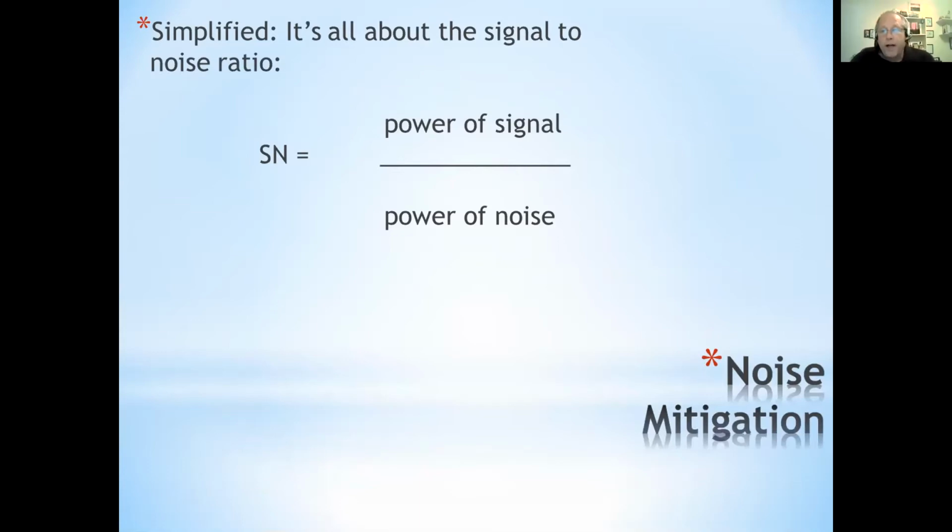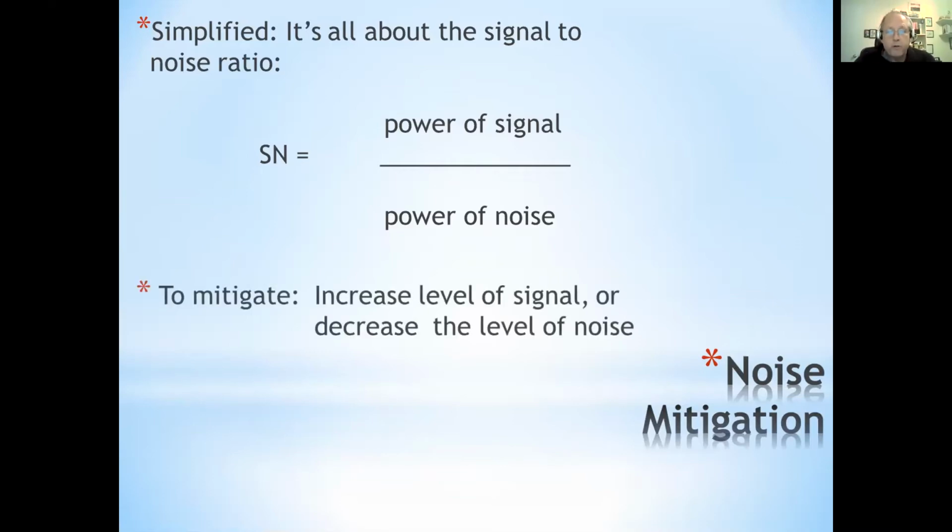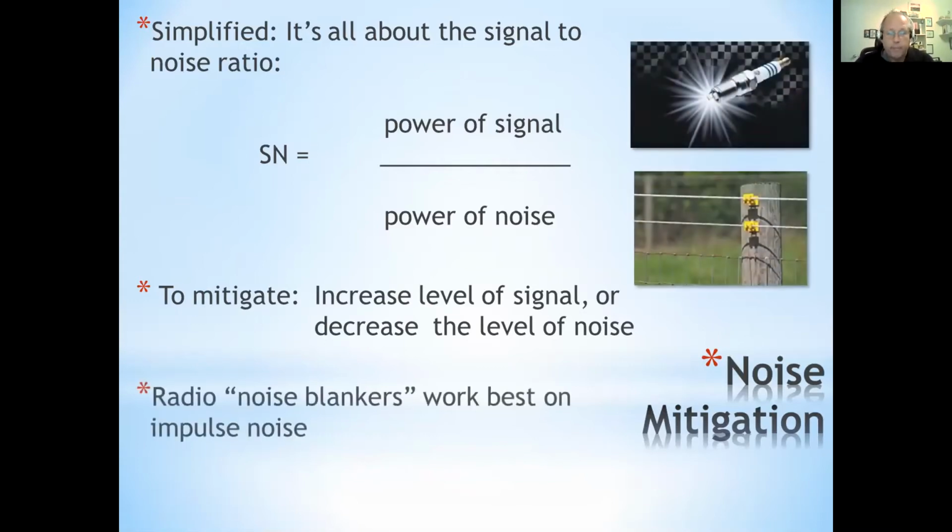So simplified, mitigating noise is all about the signal to noise ratio, right? It's the power of the signal over the power of the noise. And to mitigate it, you have to either increase the level of the signal, make the signals louder, or decrease the level of the noise. And so there's two different ways that one can attack this.